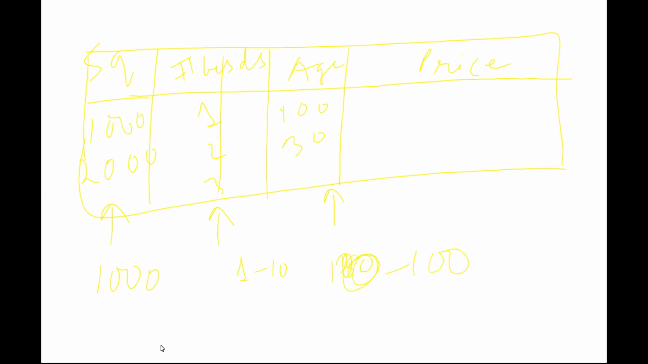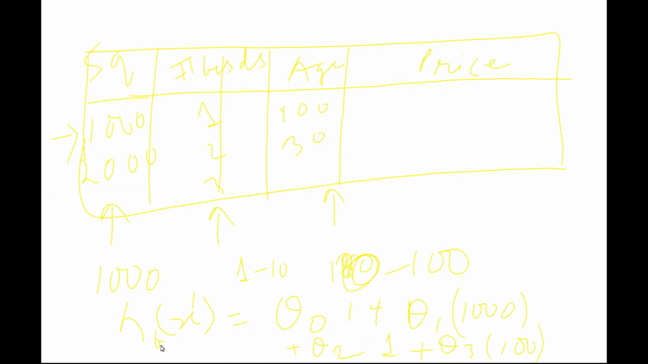In our equation, h of theta x will become theta naught into 1 plus theta 1 into, if I take the first example, 1000, plus theta 2 into 1 plus theta 3 into 100, if I am representing x of 1.